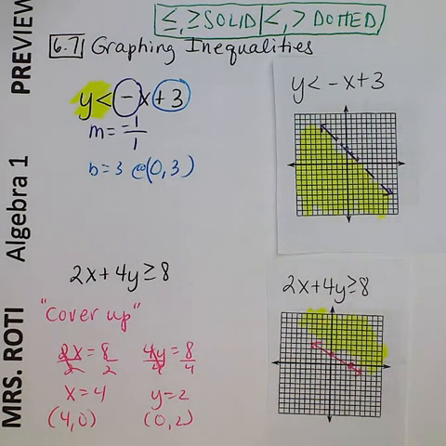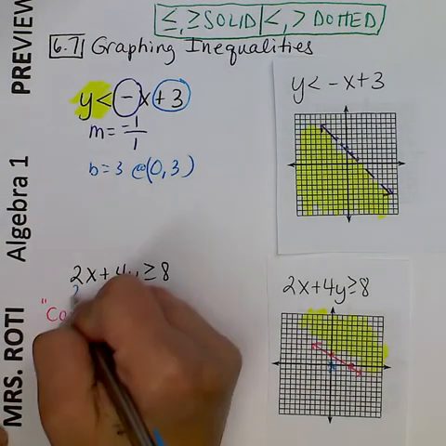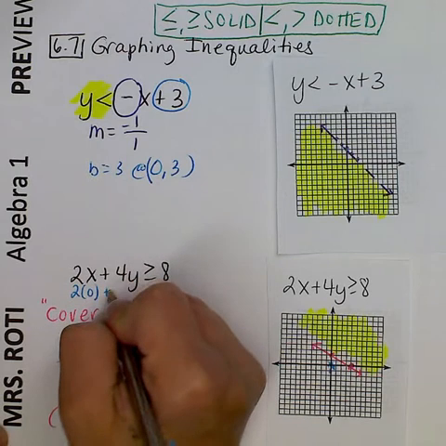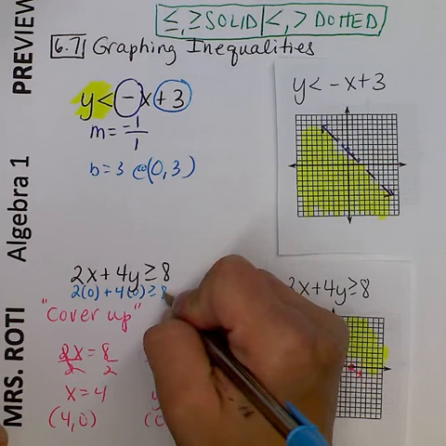So I'm going to test the point (0, 0). That would be right where this asterisk is. And I'm going to plug in a 0 for x and a 0 for y at the exact same time to test to see if this is true.